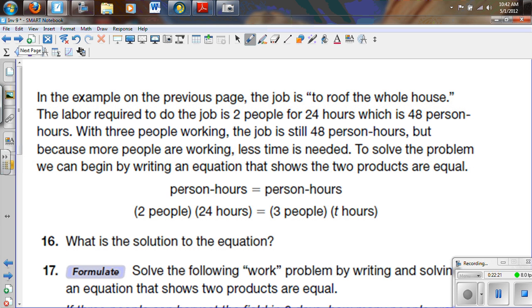So here's an example of that. We have person hours of 2 people doing it in 24 hours and 3 people doing it in we don't know how many hours it takes them. So this is, again, a simple equation where we need to just solve the equation. And so what are we going to do? We're going to divide both sides by 3. And so when we do that, 3 goes into 24, 8, and 8 times 2 is 16 hours. So 3 people can do it in 16 hours, where 2 people could only do it in 24 hours.